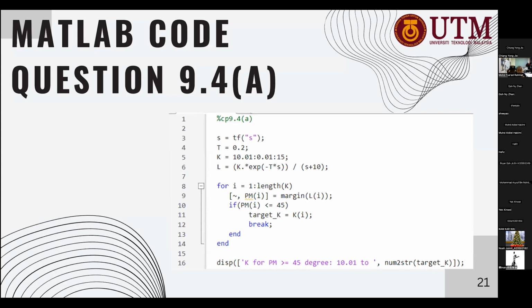So this is the method code for question 9.4a. Lines 3 to 6 declare the transfer function. Then lines 8 to 14 are the loop for finding the target k we want. Then line 16 displays the k value.